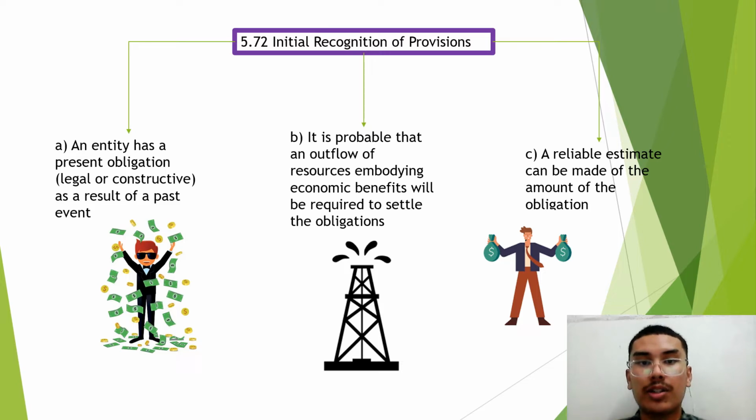5.7.2 is initial recognition of provision. First, an entity has a present obligation, legal or constructive, as a result of a past event. Second, it is probable that an outflow of resources embodying economic benefit will be required to settle the obligation. C. A reliable estimate can be made of the amount of the obligation.